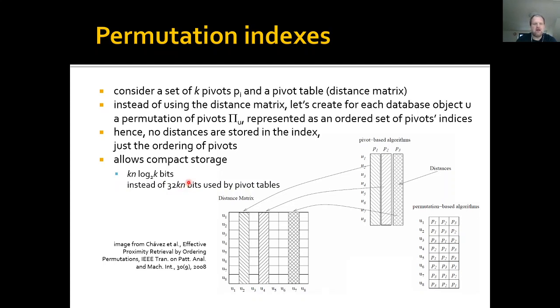And in permutation indexes, we basically need fewer bits for representation of the permutation. So we get from 32 to logarithm of k. And k is a constant, basically the number of pivots. So this logarithm will be a much lower number than 32. So we get more compact storage. But now what to do with the permutations?